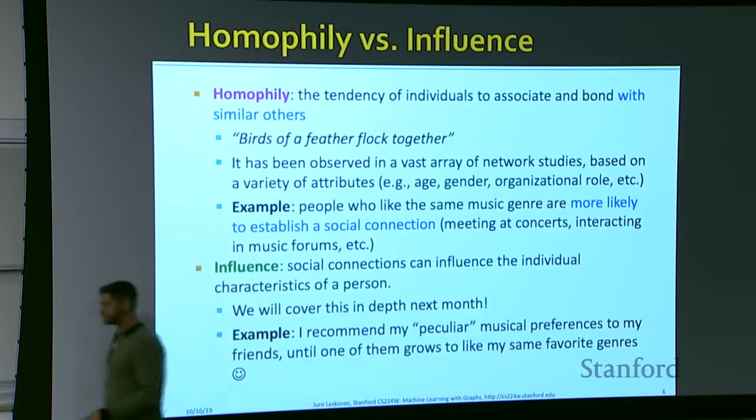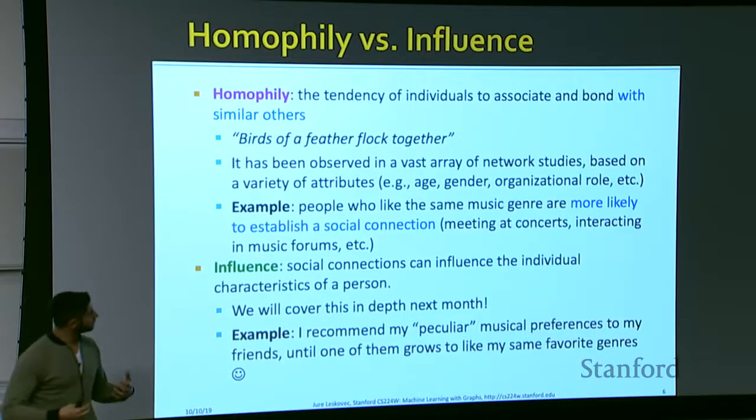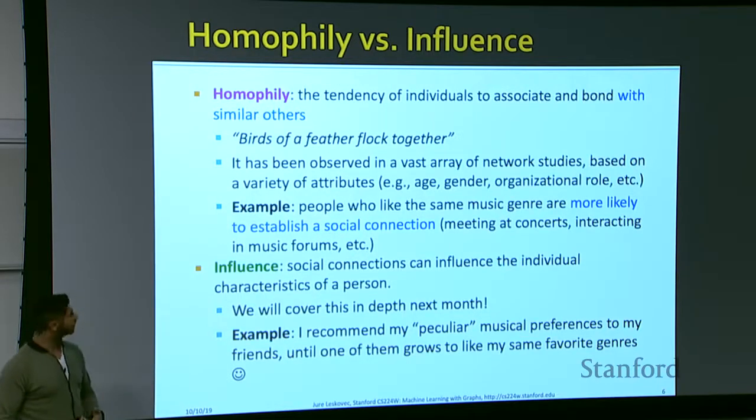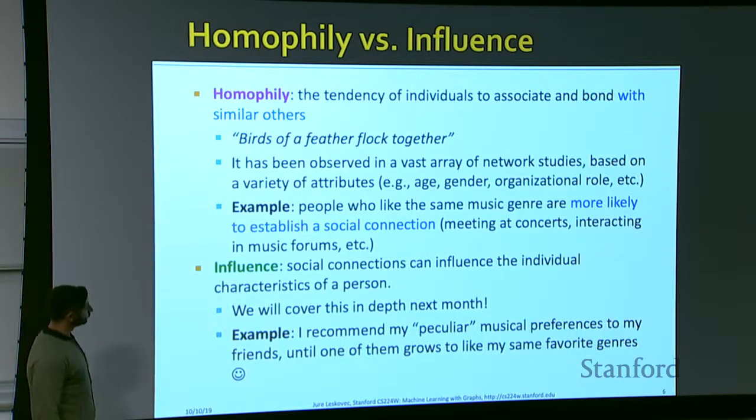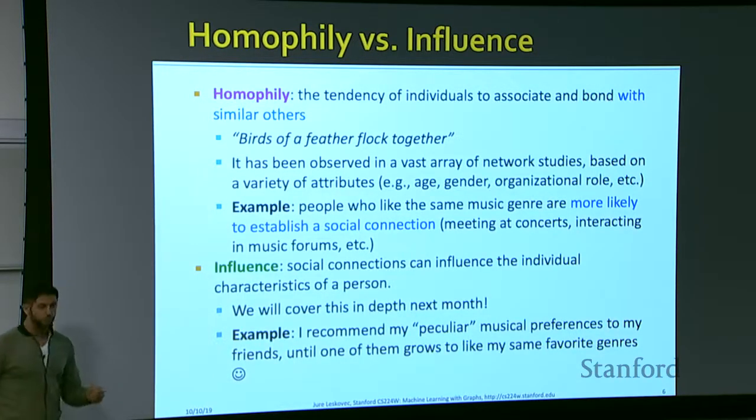So now let me give you some examples of these correlations. The first case that I was making is homophily. And homophily is this idea that individuals tend to associate and bond with similar others, okay? So you can relate to the famous saying that birds of a feather flock together. People that have tastes in common tend to bond more easily together. And this has been observed for decades in a myriad of studies, both in network studies, social networks, and so forth.